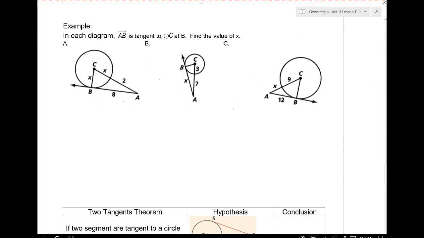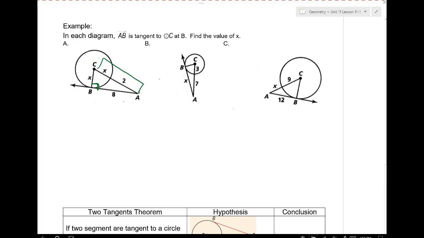In each diagram, ray AB is tangent to the circle at point B. Find the value of x. Now guys, with this one, just like the other one, I still have to mark up my diagram. In fact, it's just as important or more so. Because do I still form a right triangle because I have that right angle? Yeah. Now I'm looking for the missing side. Here's my question. Can I use a 30, 60, 90 triangle? Can I use a 45, 45, 90 triangle? Can I use trig? What's your only option? Pythagorean Theorem.